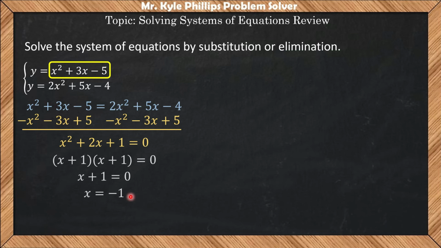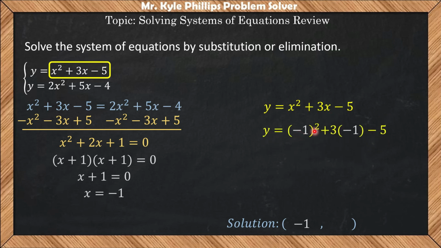So in order to find the y value, we need to take this x value and substitute it back into one of our equations. So we know that we have an x solution of negative 1. And we know that y equals x squared plus 3x minus 5. So we'll substitute in this negative 1 everywhere we see an x.